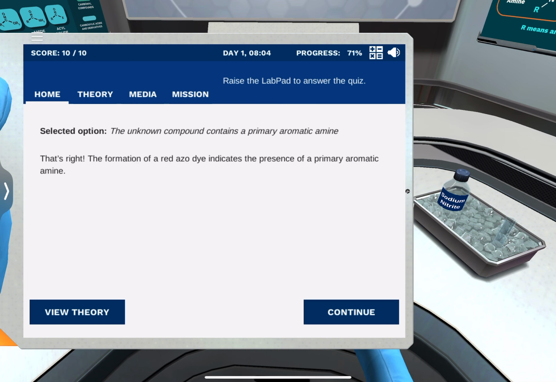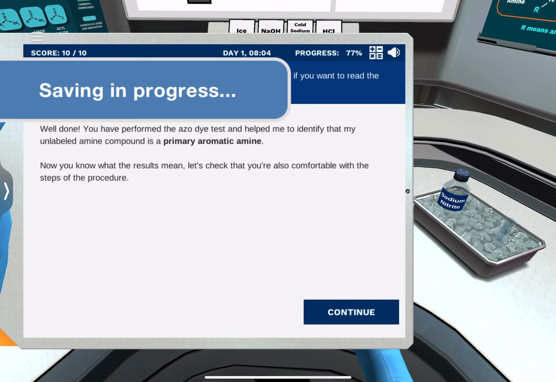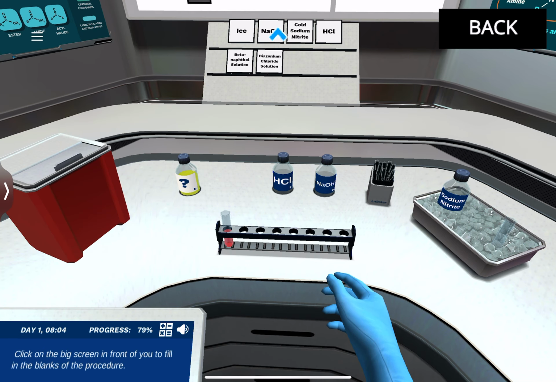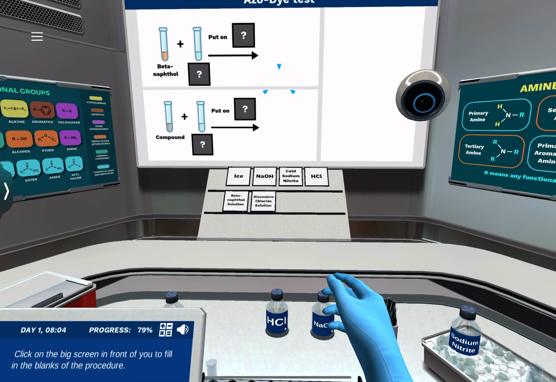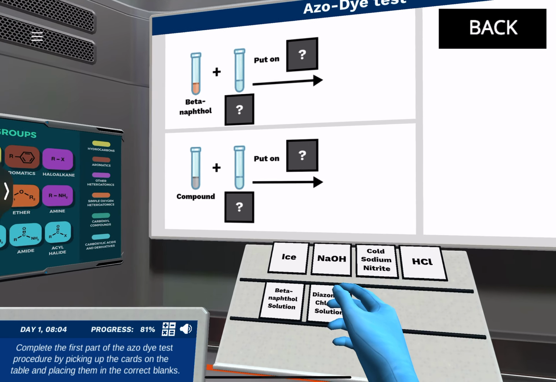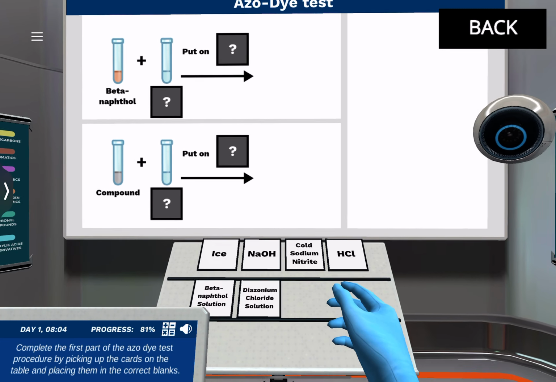That's right. The formation of a red azo dye indicates the presence of a primary aromatic amine. Well done. You have performed the Azo Dye test and helped me to identify that my unlabeled amine compound is a primary aromatic amine. Click on the big screen in front of you to fill in the blanks of the procedure. Complete the first part of the Azo Dye test procedure by picking up the cards on the table and placing them in the correct blanks.